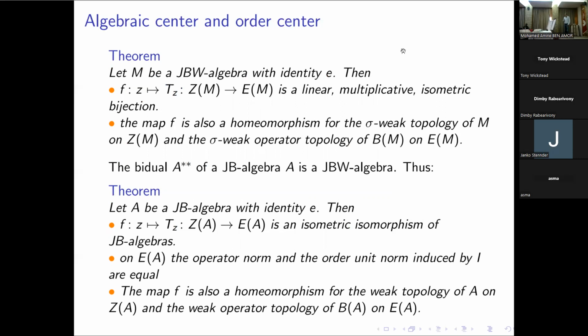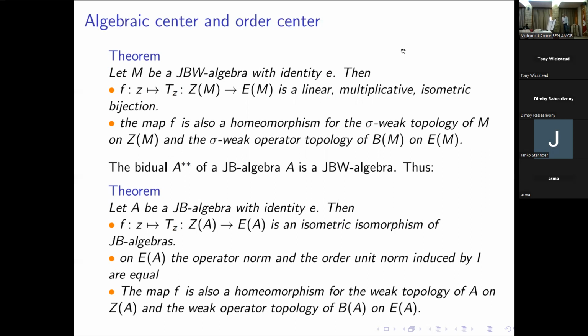And if we combine everything that we have done so far, we get the following result. Let M be a JBW algebra with identity. Then this map, mapping an element to the multiplication operator, multiplication by that element, from the algebraic center to the order center, is linear, multiplicative, and isometric, and as we have shown a few slides before, bijective. And as an extra, for these specially designed topologies it is continuous, and it turns out to be even a homeomorphism for those topologies as well.